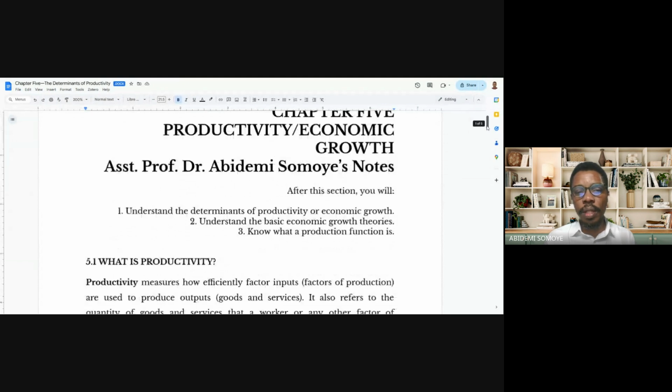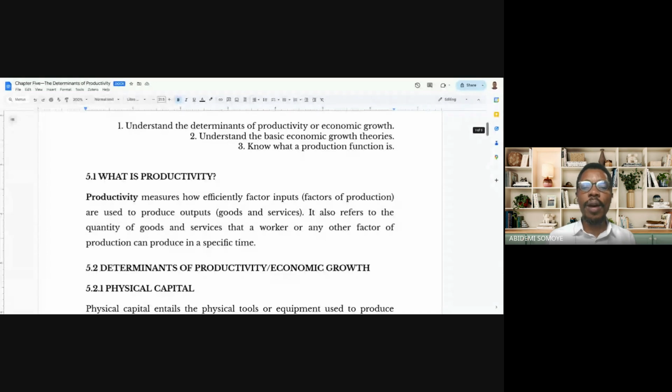So what is productivity? Productivity measures how efficiently factor inputs, of course, when I say factor inputs, I'm talking about the factors of production, are used to produce outputs, which is goods and services. It also refers to the quantity of goods and services that a worker or any other factor of production can produce in a specific time. So productivity measures the efficiency of the factor input. The factor inputs are known as factors of production. Now let's take a look at the determinants of productivity or economic growth.